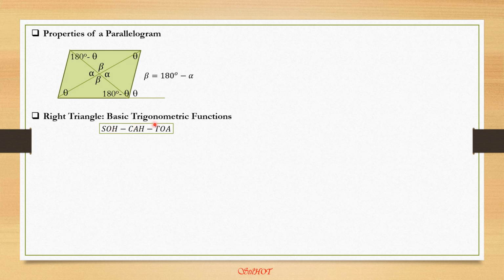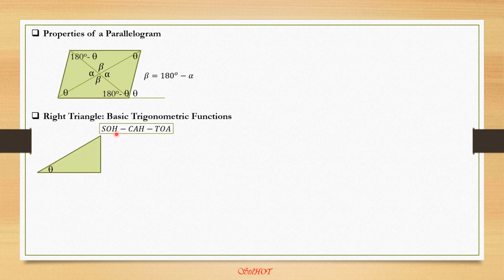Then right triangle basic trigonometric functions. This is the acronym that you should remember, SOHCAHTOA. I hope that you're familiar with that. The meaning of SOH is sine of any angle in a right triangle only is equal to the opposite side divided by hypotenuse.